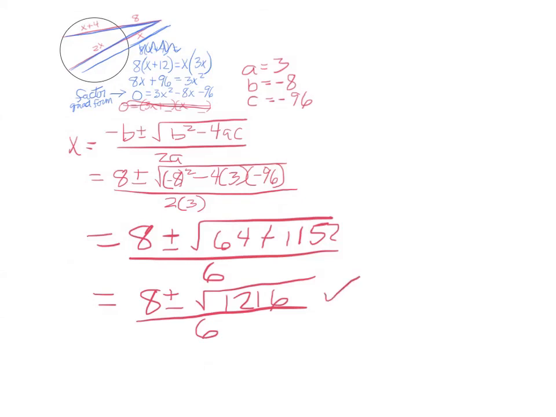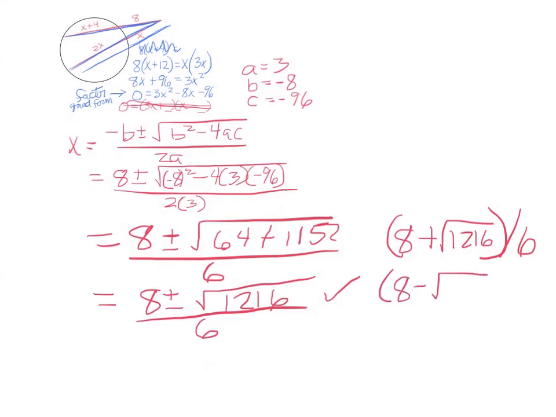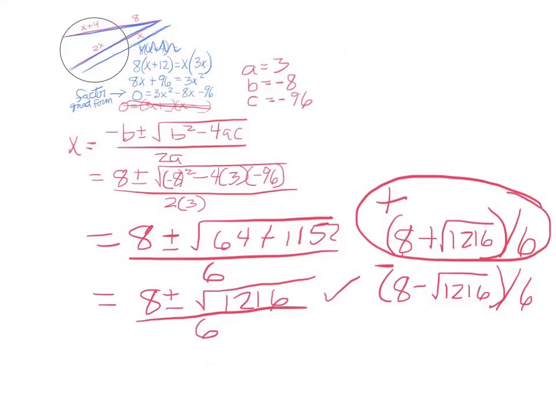But if you can get it here, then you could type it into a calculator. You could type 8 plus square root of 1216 in parentheses, and then hit divide by 6, and then you could do 8 minus square root of 1216 divided by 6. And you'll notice that this is a positive answer and this one will be negative. And based on our diagram, the only answer we can choose is the positive one.